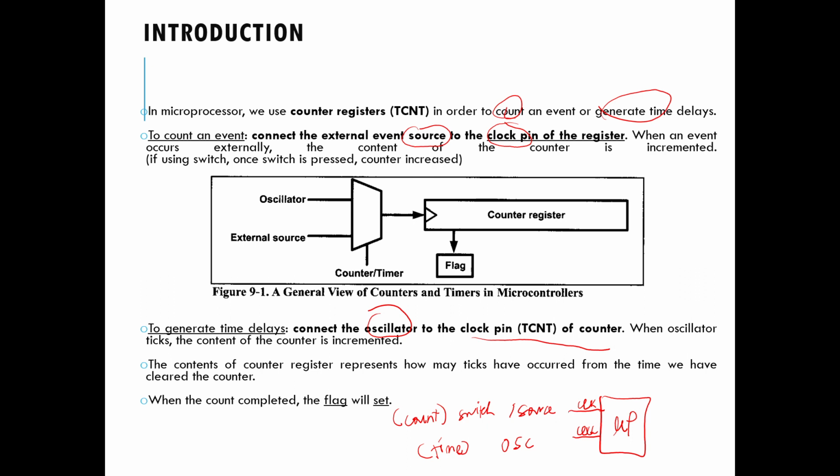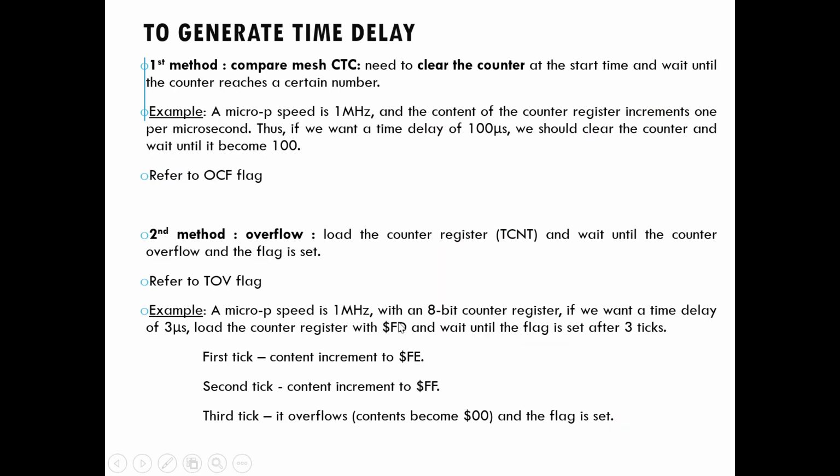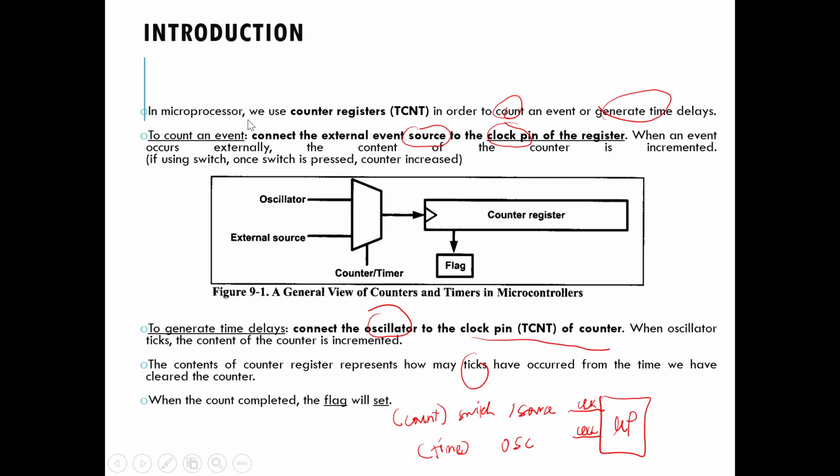The contents of the counter registers will represent how many ticks the event occurred, and from time to time we clear the counter. When the count is completed, the flag will be set. Set means 1. Next, in order to create the time delays, we know that we can create the count or create the time delays.